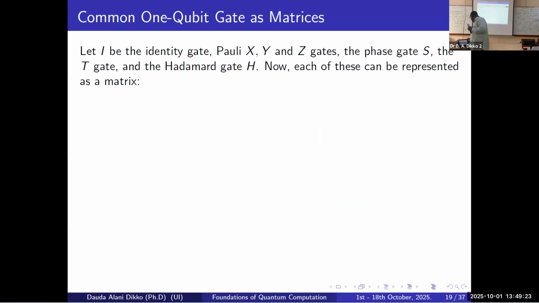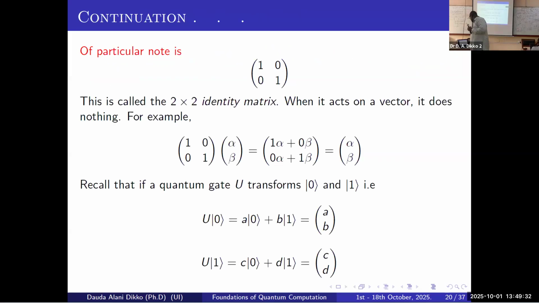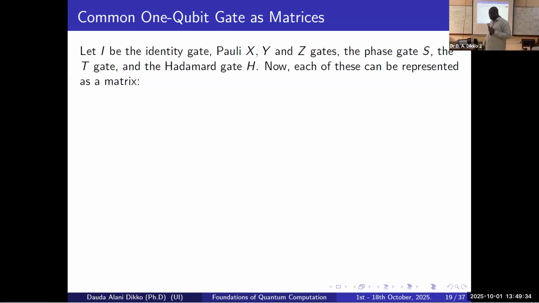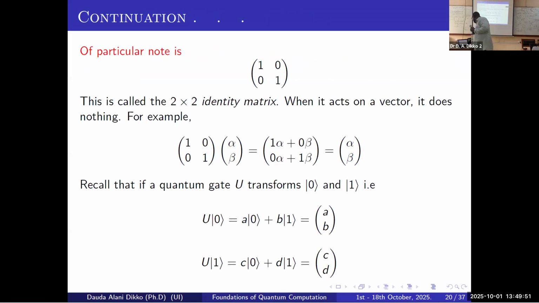Then you have the identity gate, and the X and Y gates. I didn't mention the X and Y gates before, but they also exist. So you have the X gate, the Y gate, and I think I have a list, I don't know if I have it on this laptop, that shows almost all the gates you can use. You have X, Y, Z, then you have the Hadamard gate. That representation all gives matrices. Of particular note is the 2 by 2 matrix given as 1, 0, 0, 1, the identity matrix. This we are very familiar with.